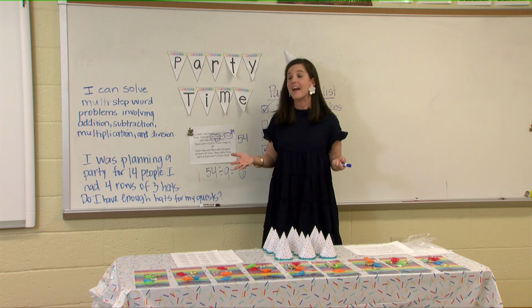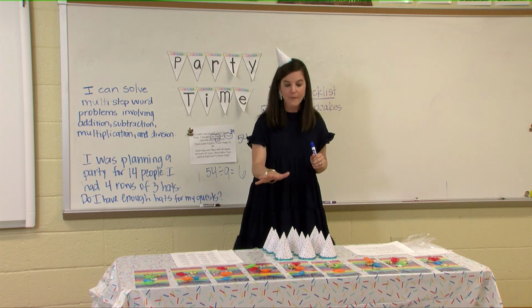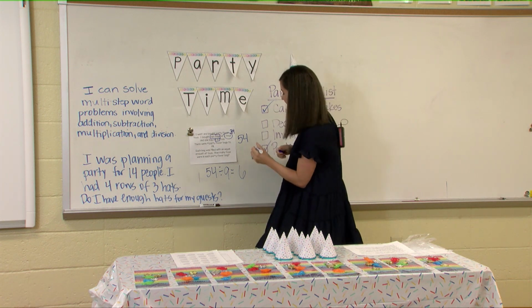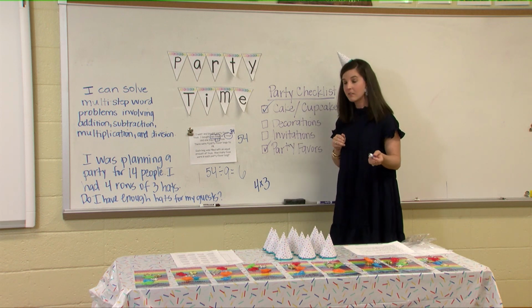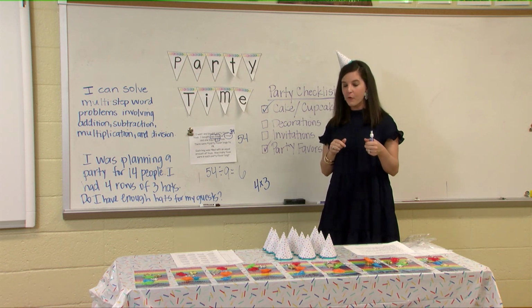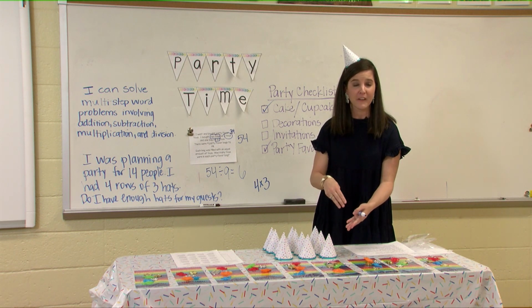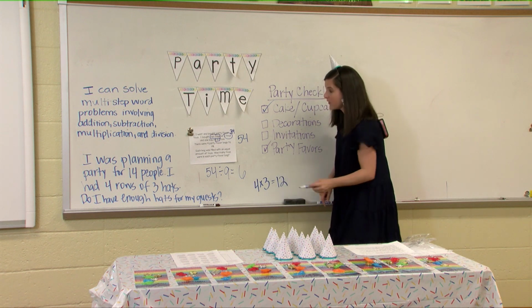Well, how can we find that? We know how many guests. We know how many hats. We have 4 rows of 3. So that's like saying 4 groups of 3. So that would be 4 times 3, right? And so if we have 4 rows of 3, we have 3, 6, 9, 12. If I didn't know that, I could count all 12 of them out, okay? And that gives me 12.